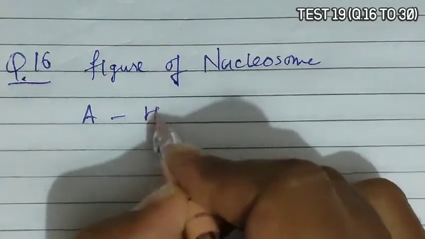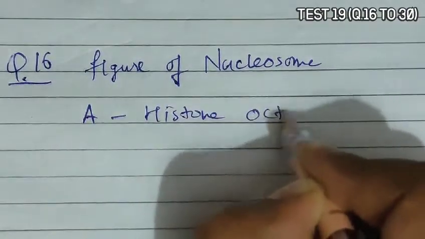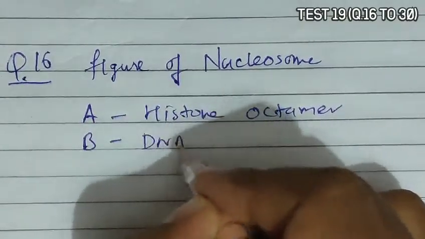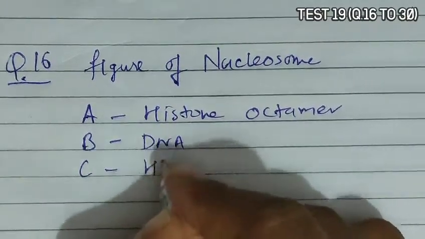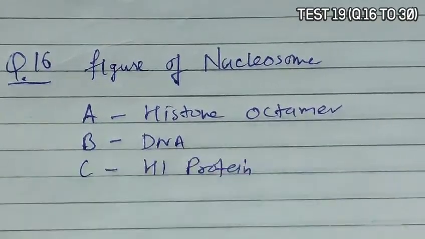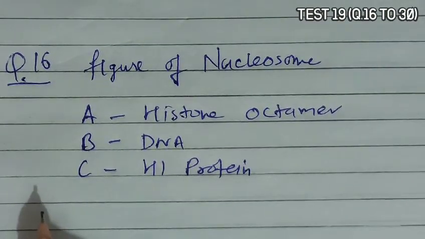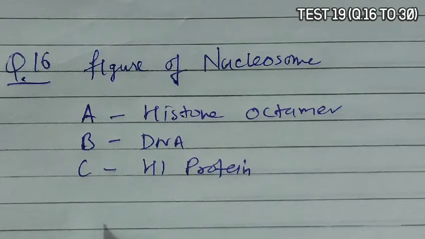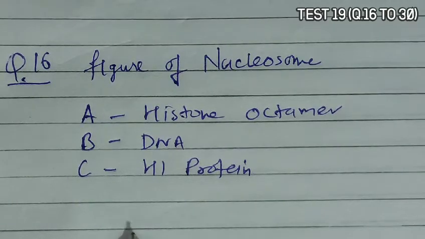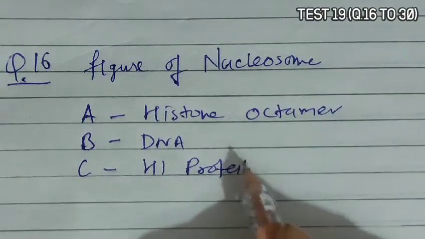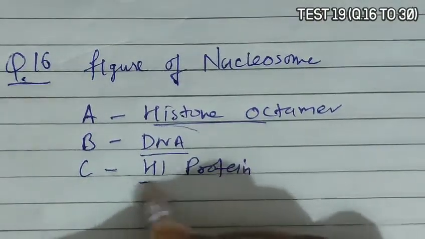In the diagram, A is representing histone octamer, B is representing DNA and C is representing H1 protein. So if we match according to this, in a sequence of ABC, any option is not matching, okay, but you should remember that A is histone octamer.